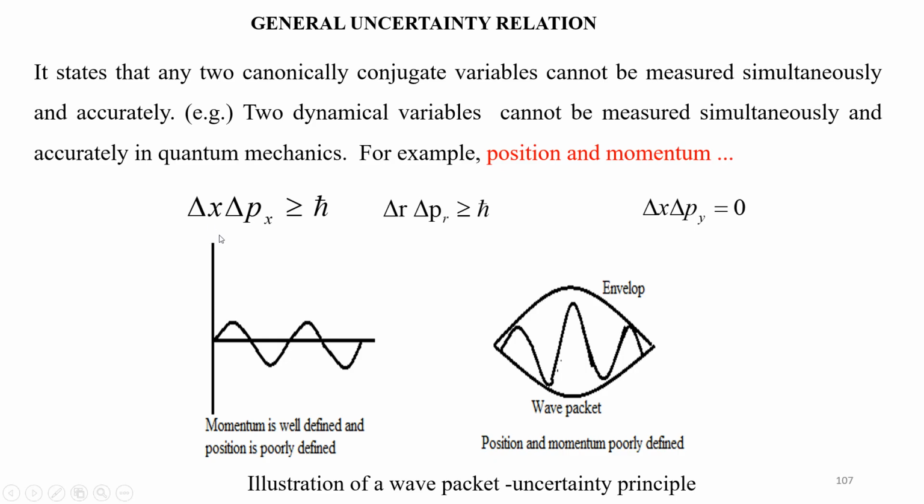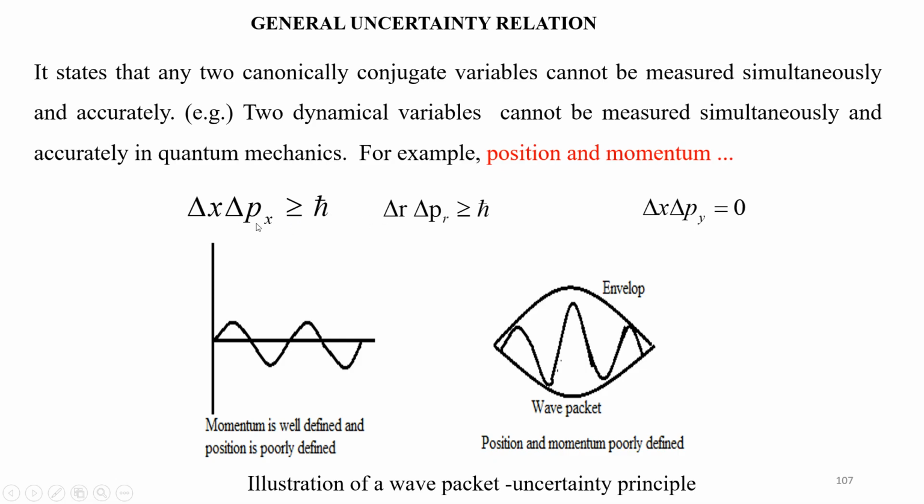So we can't have a specific value of x, because all quantum particles are connected with the wave function. So still there will be some spread. It states that any two canonically conjugate variables cannot be measured simultaneously and accurately. Two dynamical variables cannot be measured simultaneously and accurately in quantum mechanics, for example, position and momentum. Similarly, energy and time. So it is defined as del x del p_x greater than or equal to h bar.